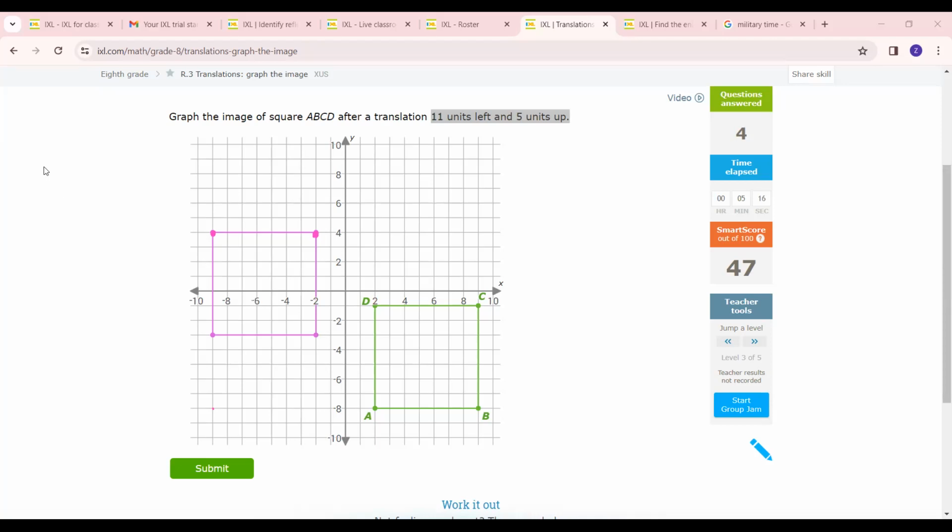Okay, so sir, what I did was, notice what they said, 11 units to the left. So I got to go over 11 times. So 1, 2, 3, 4, 5, 6, 7, 8, 9, 10, 11, and then 5 units up. So it's going to be 1, 2, 3, 4, 5. And that's how I got this point. You understand that? Yes, sir. Right. And then I do the same thing for this point, and that point to get all the rest of them. And then connect it. Make sense, Paul?